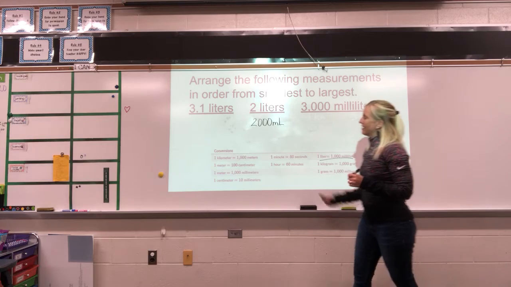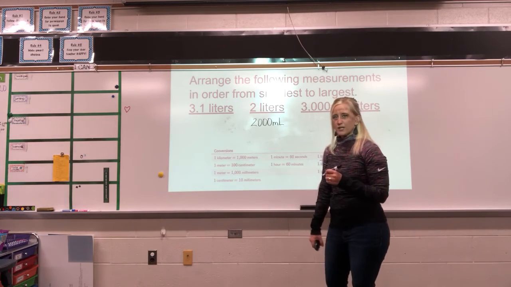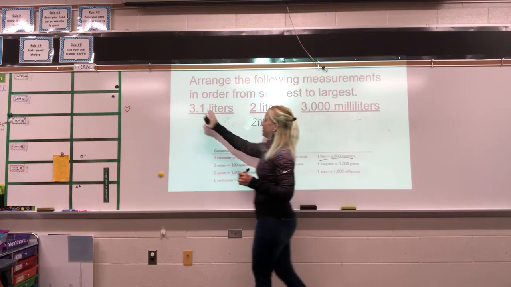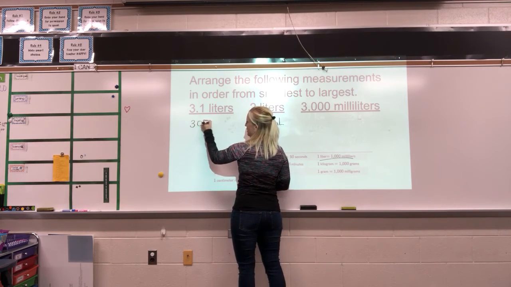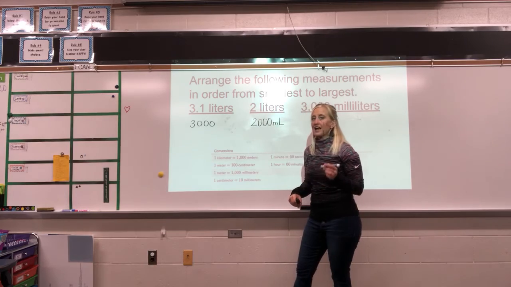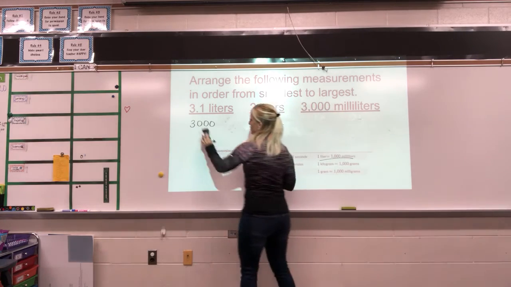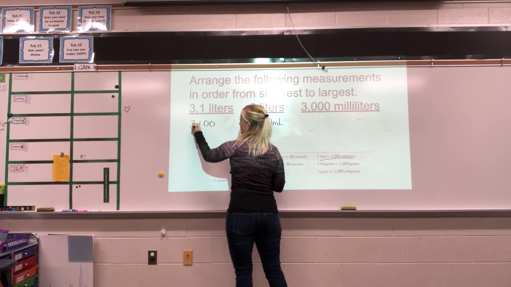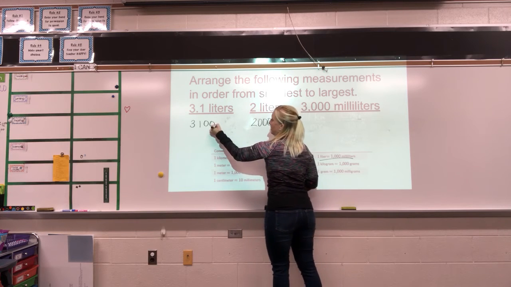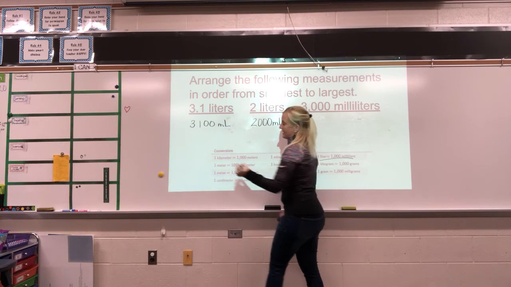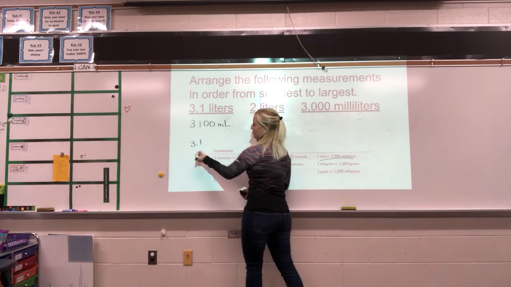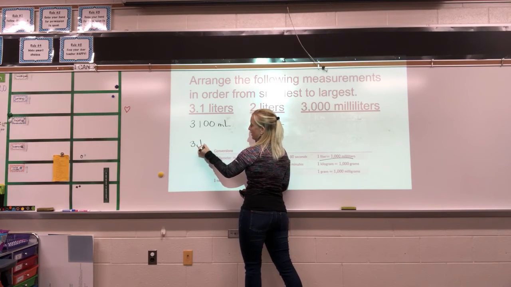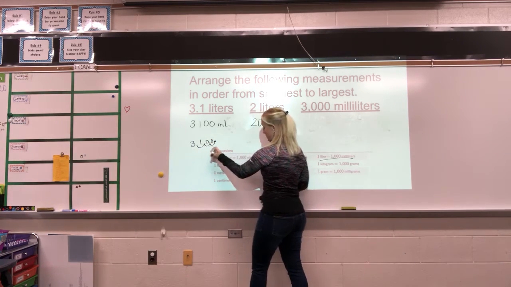Okay, and then I have 3.1 liters, so that's what gets kind of tricky. Well, if I had 3 liters, it would be 3,000. But I don't have 3 liters, I have 3.1. So that 0.1 is going to make it 3,100 milliliters. Okay, and again, when we look at 3.1, we can prove that with moving the decimal. 1, 2, 3. Okay, and then notice I get 3,100.